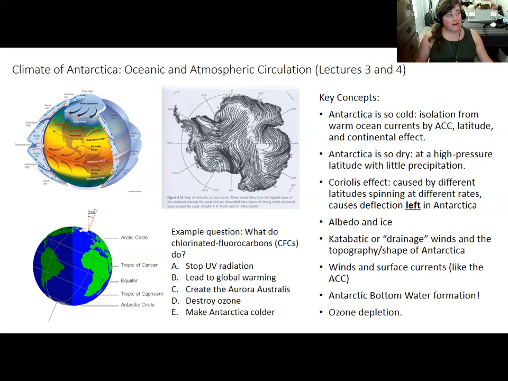And I've also mentioned the magnetic field in the context of seals and other organisms using it to navigate, including incorrectly in some cases, like how you get the seal mummies up in the dry valleys.